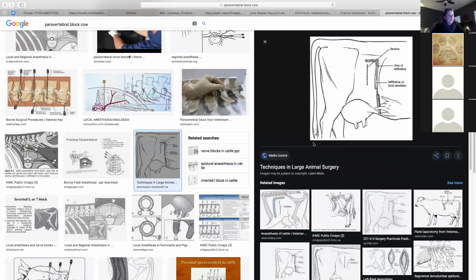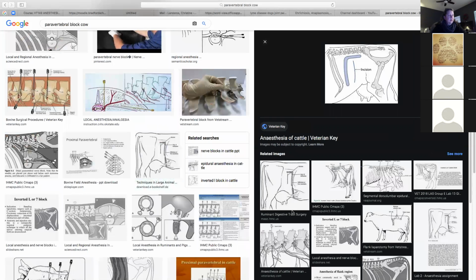Now, this is actually what's called an inverted L block. So a paravertebral block, you only block up here, only at these nerves. An inverted L block is going to block any nerves that would be coming from the ribs and also the vertebrae. And you can see where the incision is going to be. So if I asked you on a test, what type of procedure could you do with an inverted L block or a paravertebral block, what would you tell me?